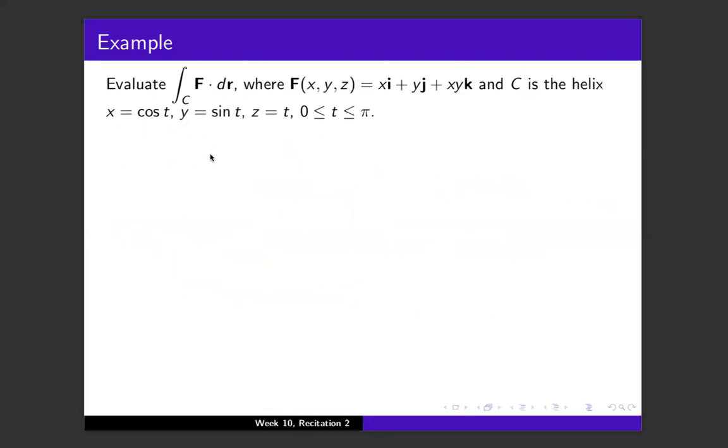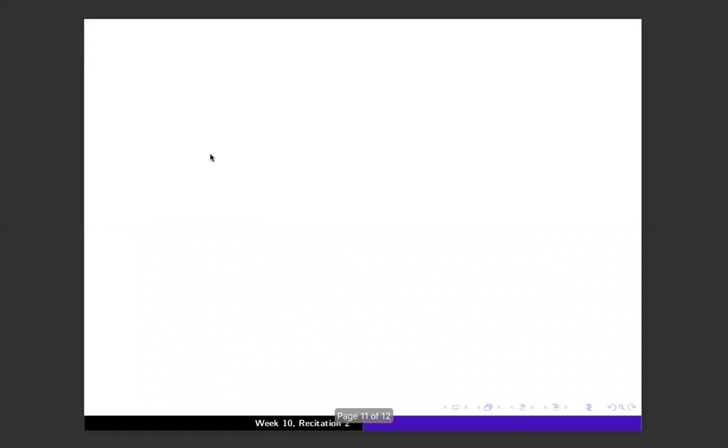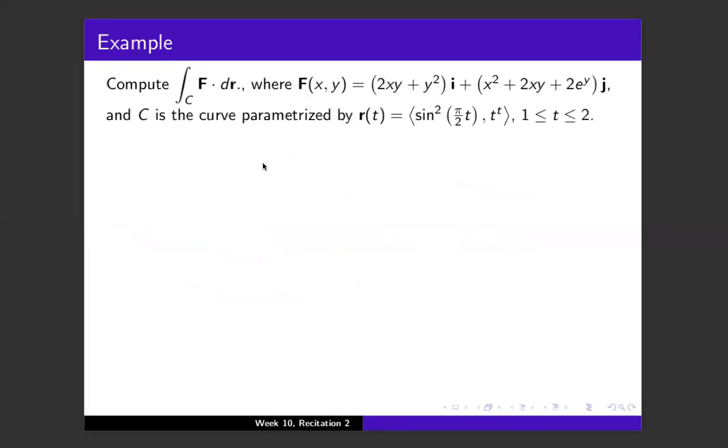Let's do one more of these. Now, on the other hand, let's look at this example. Here we've got a two-dimensional vector field, which is a little bit easier to tell if it's conservative or not. And C is the curve parameterized by r of t equals sine squared of pi over 2 t and t to the t, for t going from 1 to 2.